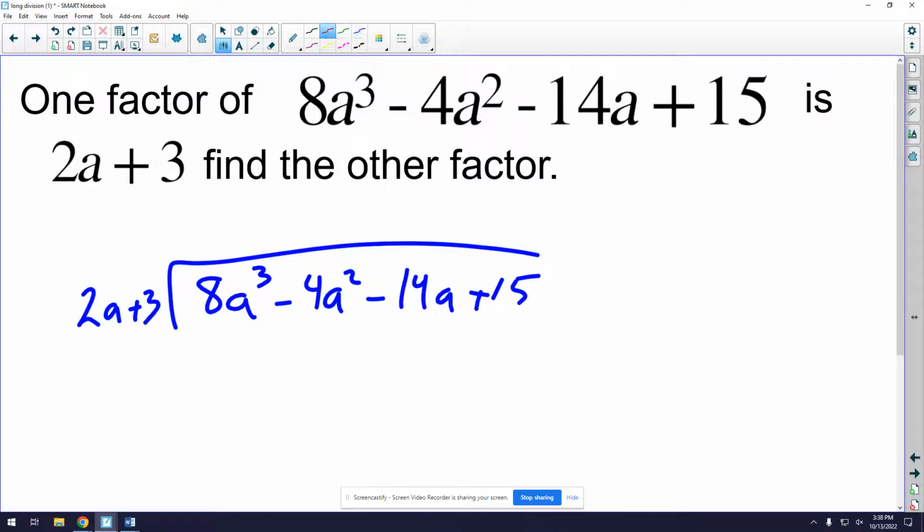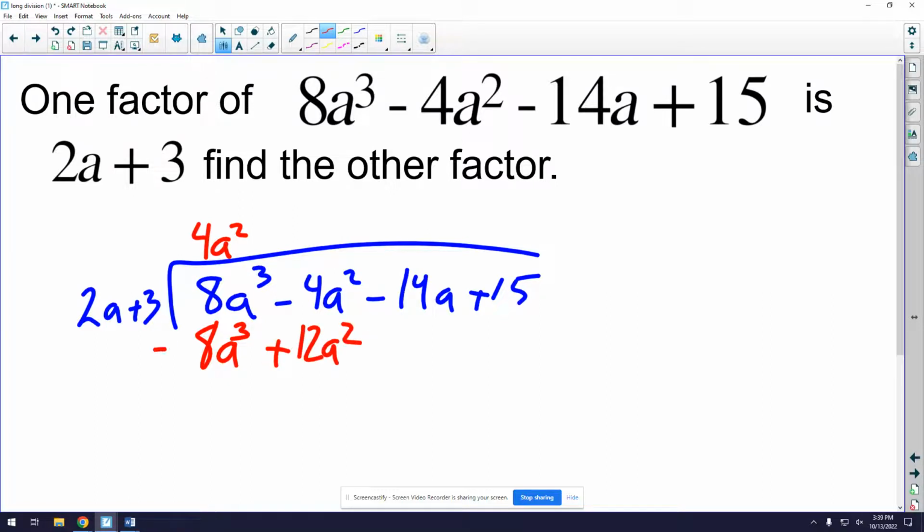You're going to take your first term, 8a to the third, and divide it by the first term of what we're dividing by, which is 2a. 8 divided by 2 is 4. A to the third divided by a is a squared. Now multiply both of those terms by 4a squared. 2 times 4 is 8. A times a squared is a to the third. 2 times 4 is 8. 4 times 3 is 12, a squared.